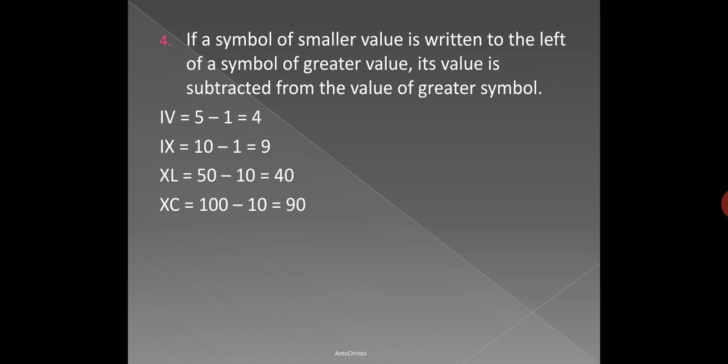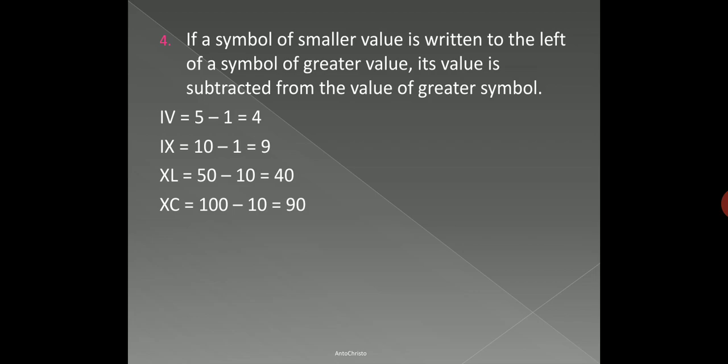Where is rule 4? If a symbol of smaller value is written to the left of a symbol of greater value, its value is subtracted from the value of the greater symbol. So the reverse. If I write a greater number symbol after the smaller one, there will be subtraction. Here you see, in the first one I have IV. Here I represents 1, V represents 5. So a bigger number is coming after a smaller number. So what we will do, we will subtract them, the bigger number minus smaller. So 5 minus 1 is 4.